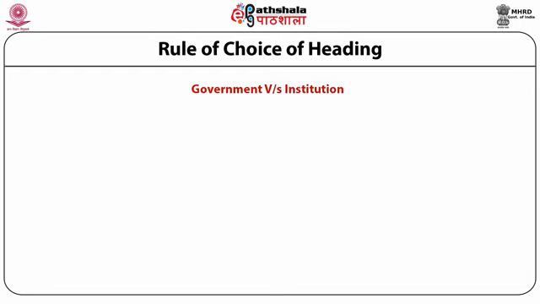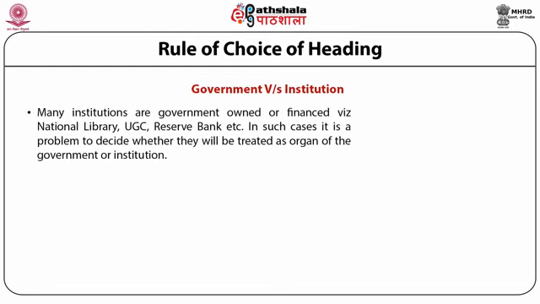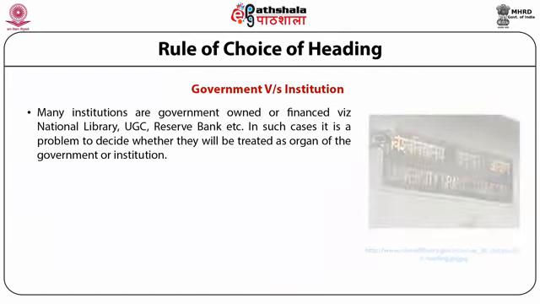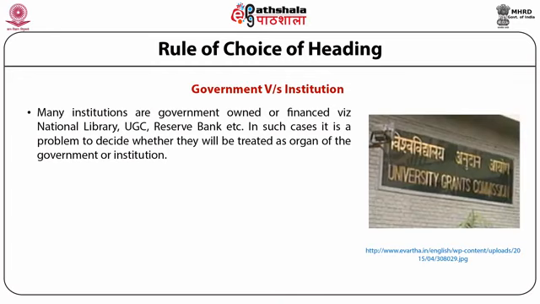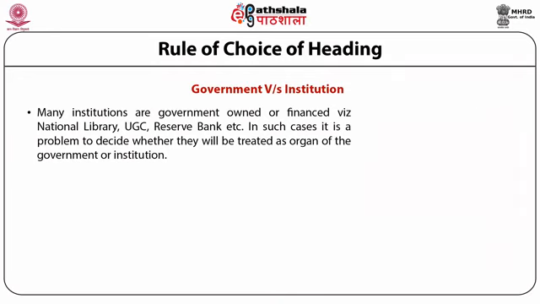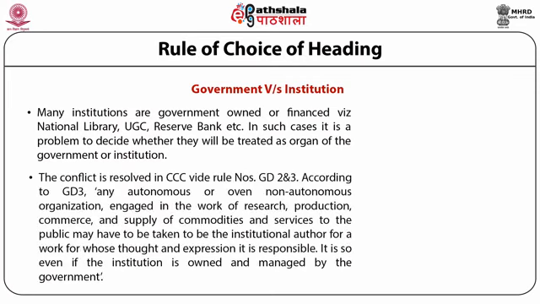Government versus institution. Many institutions are government owned and financed, for example, National Library, Calcutta, University Grants Commission, New Delhi, Reserve Bank of India, etc. In such cases, it is a problem to decide whether they will be treated as organ of the government or institution. The conflict is resolved in CCC by rule number GD 2 and 3.